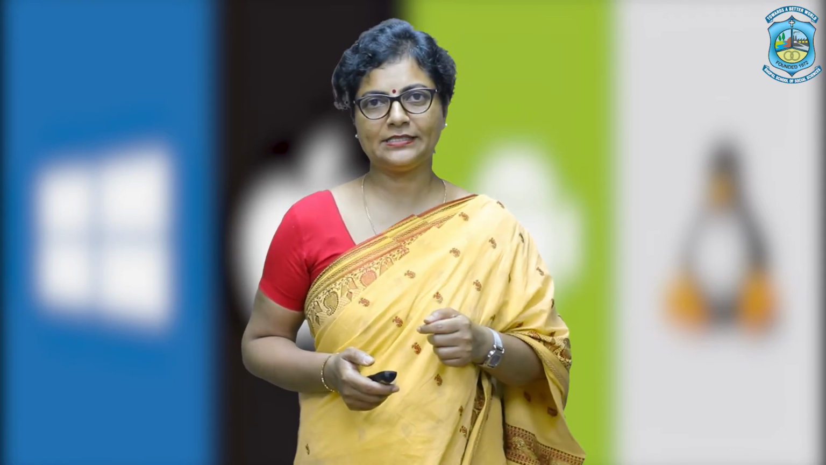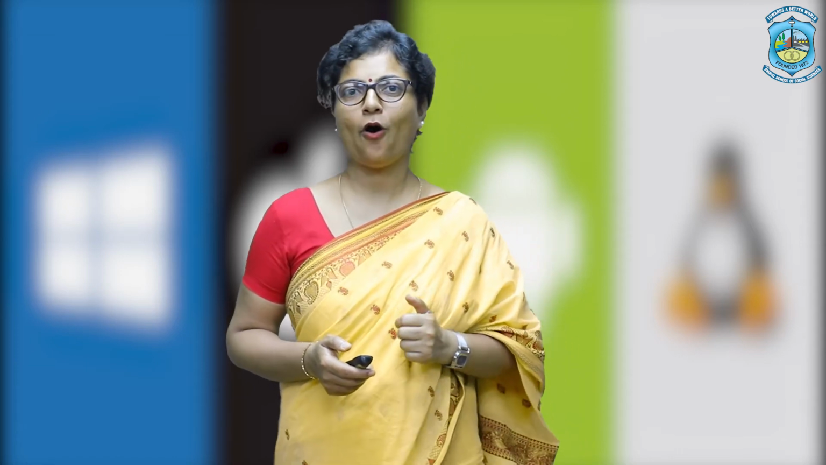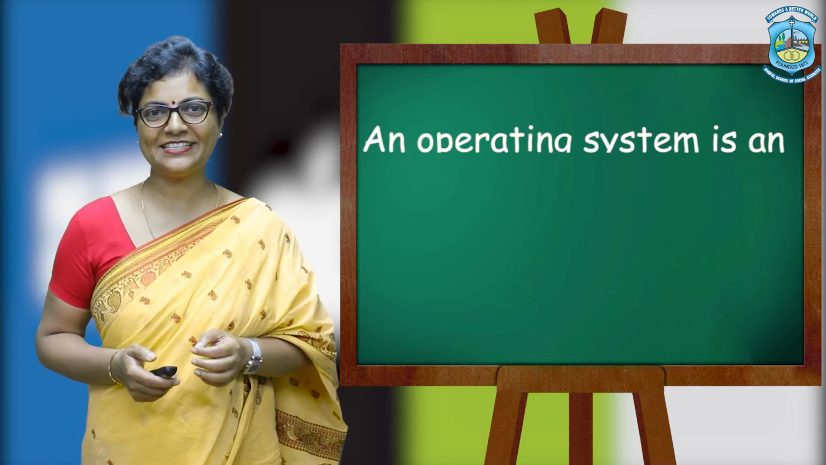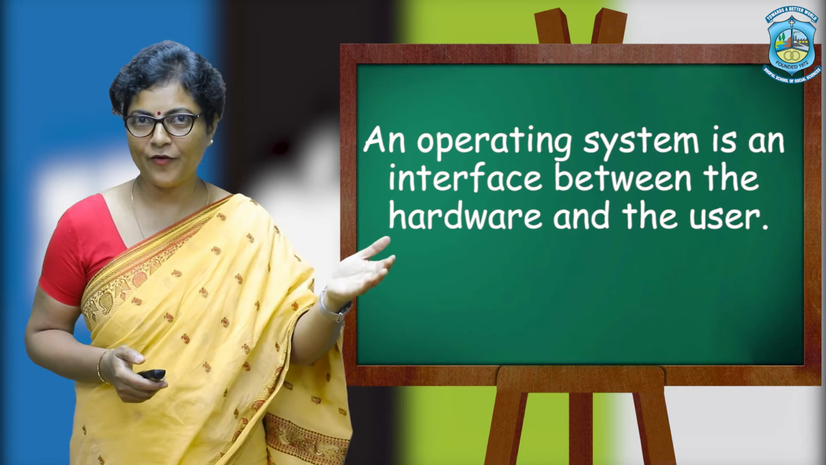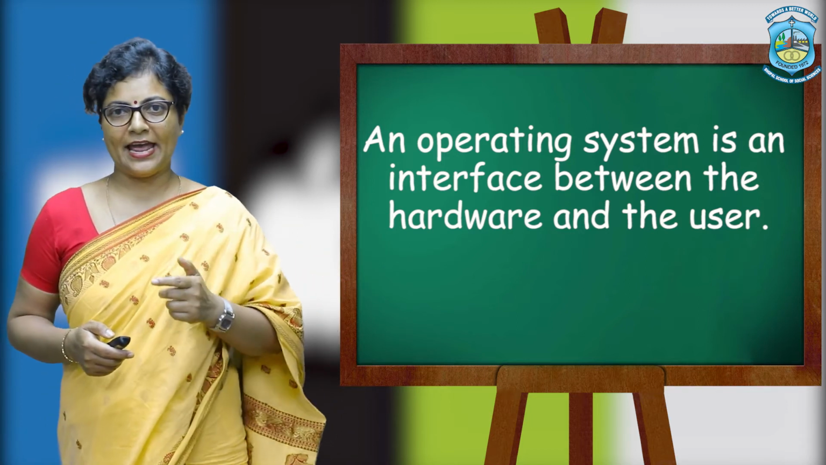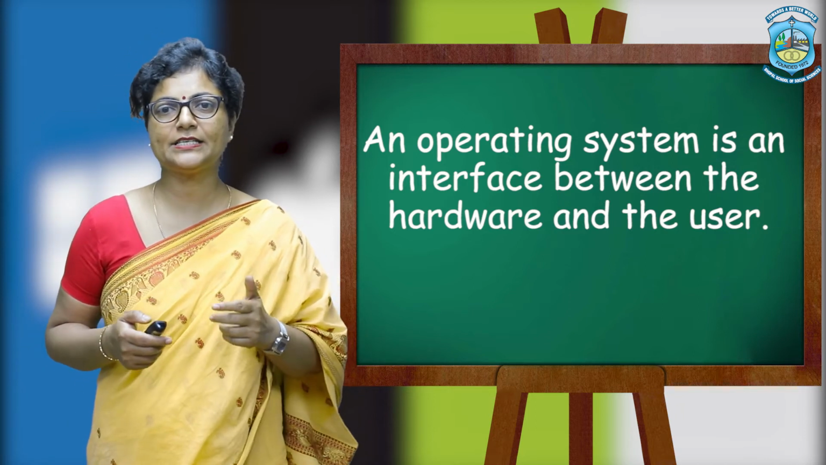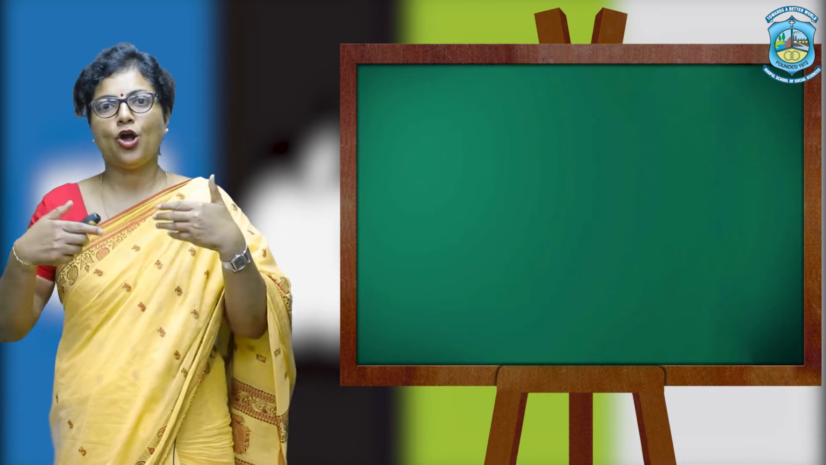Now, let us see a few definitions of operating system. Now, you are in a position to write your own definition of operating system. The most common definition is: an operating system acts as an interface between hardware and user. It can be defined as system software that manages computer hardware, software resources and provides common services for computer programs.